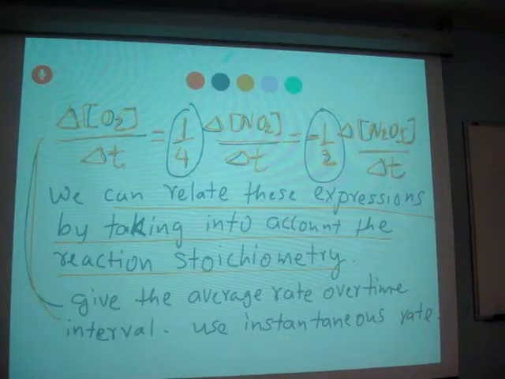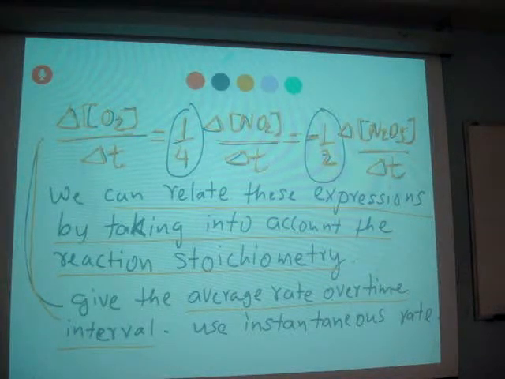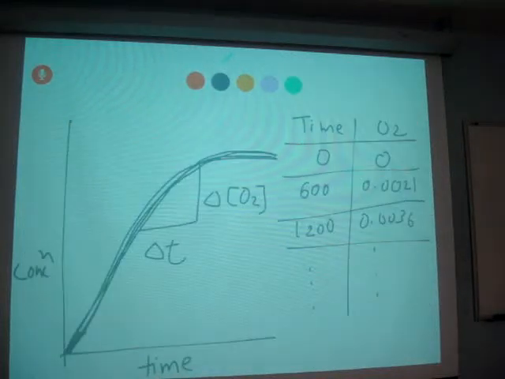So when you see that, it gives the average rate over a time interval, and you can use instantaneous rate also. So you can definitely take stoichiometry into account. When you calculate instantaneous rate, you need to do an experiment.